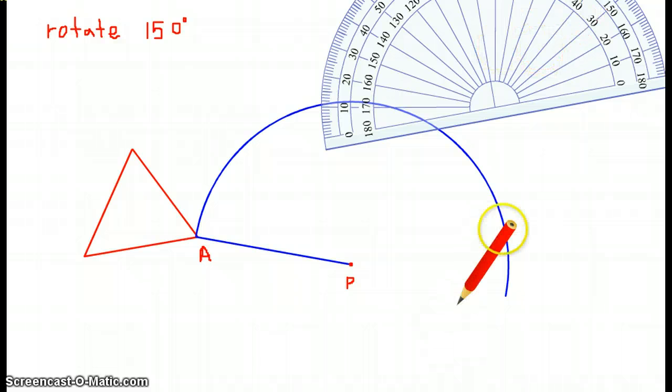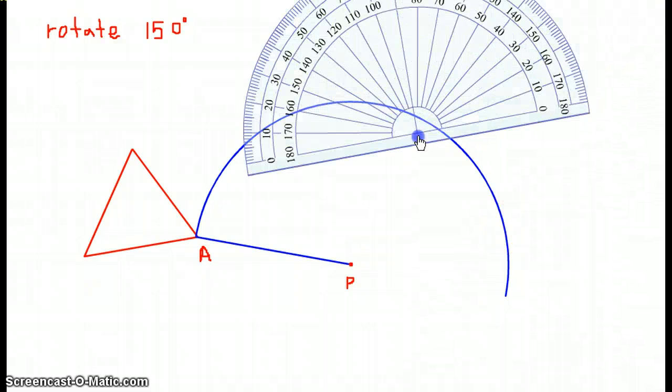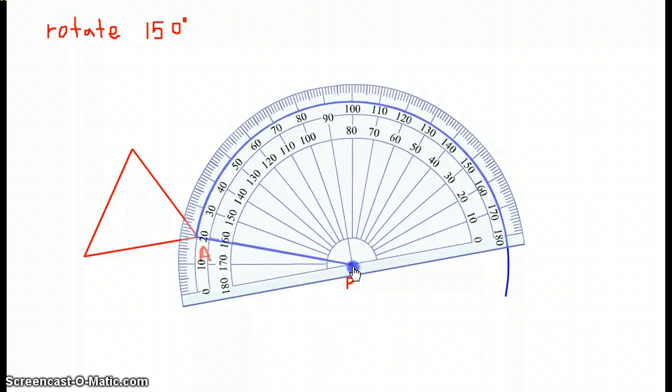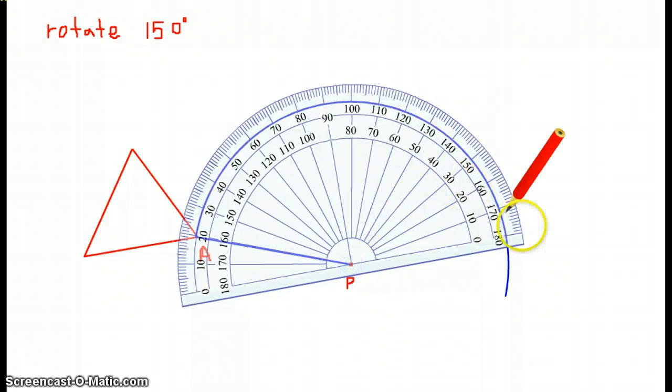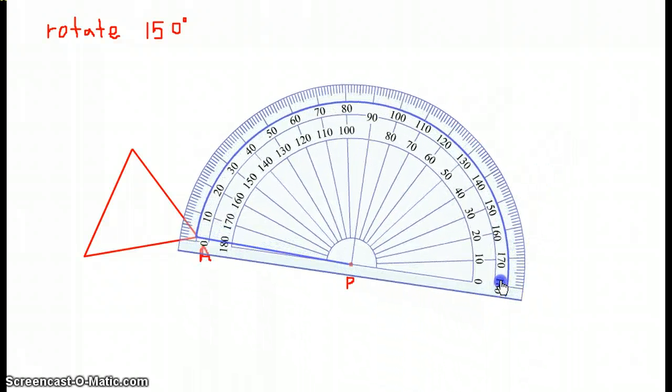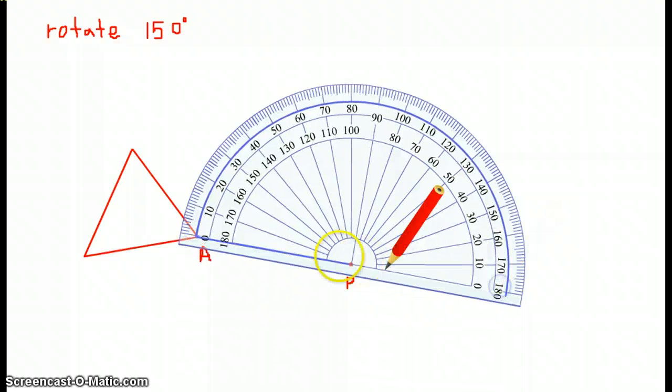Now I'm going to measure. I'm going to take my protractor, and I want to measure 150 degrees. So I'm going to put my protractor on point P. That's going to be kind of the intersection point. And then I'm going to make sure that this line is lined up with the line that I just drew. And I'm going to find 150 degrees.